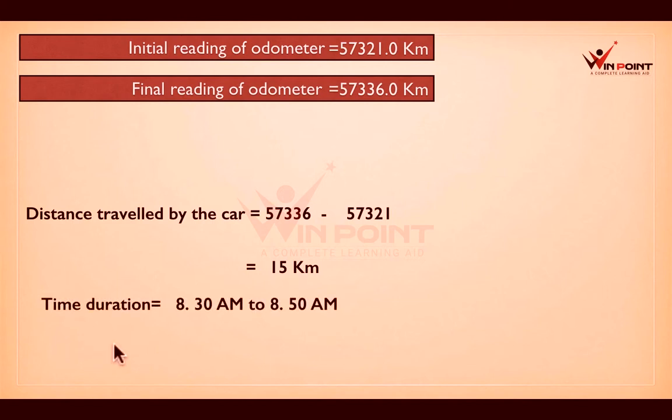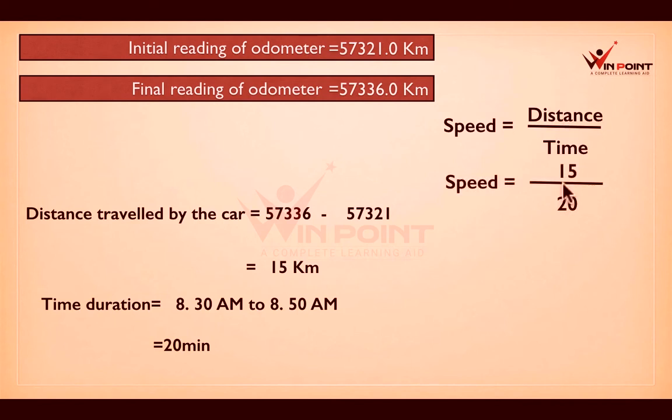What is the time duration? 8:30 am to 8:50 am. The time duration is 20 minutes, right? 8:30 am to 8:50 am means 20 minutes. So we got time, we got distance. How can we find speed? Speed is equal to distance by time. Distance is 15 km by 20. It will be 0.75 km per minute.